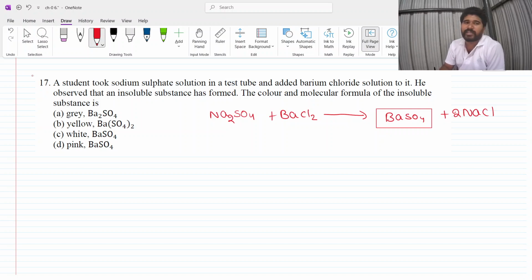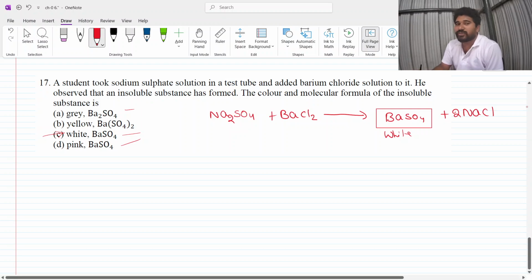Molecular formula: barium sulfate. There are three options for color. What is its color? Gray, white, pink. It should be a white substance. Are you understanding now why I am telling color, color, color? What color? Blue it is. You will choose, I will choose.